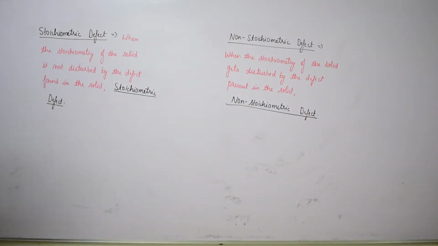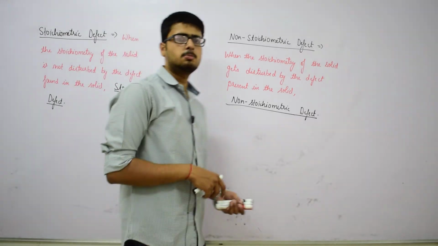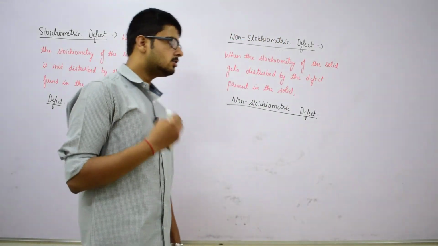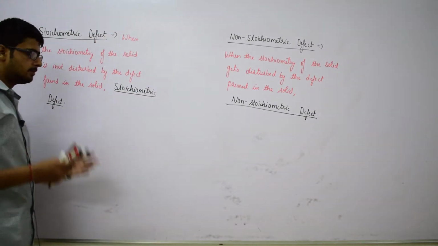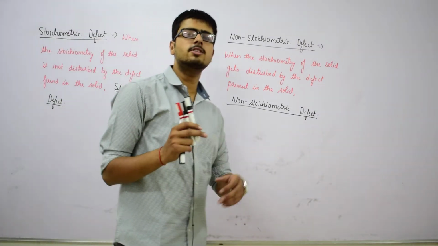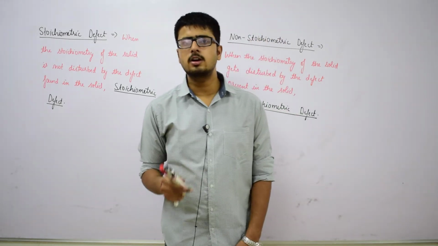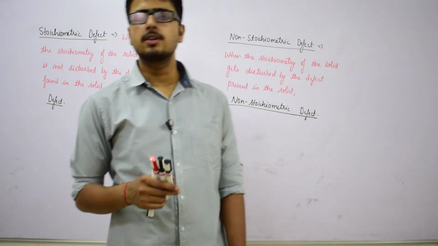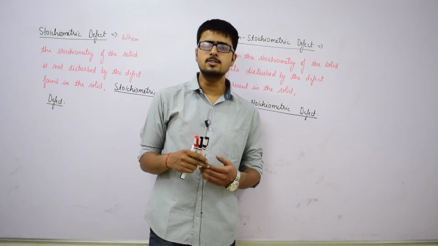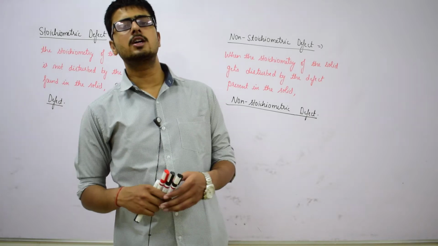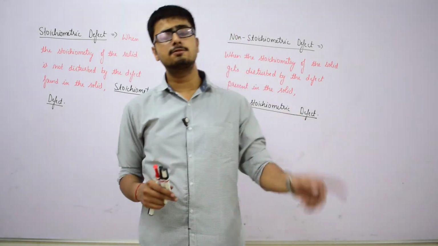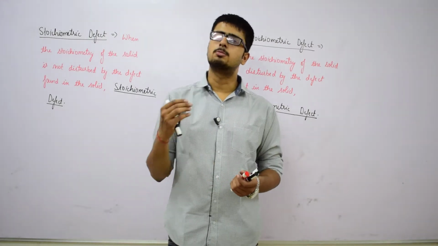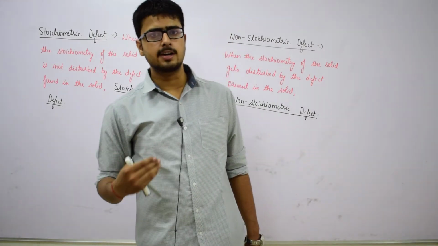So, these are the further two types of point defects. So, point defects are of further two types, stoichiometric and non-stoichiometric. So, stoichiometric defects are those defects when the stoichiometry of the compound or the solid is not disturbed by the defect found in the solid, then such type of defects are called stoichiometric defects. But when the stoichiometry of the compound gets disturbed by the defect present in that solid, it is called non-stoichiometric defect. So, point defect are of further two types, stoichiometric and non-stoichiometric.